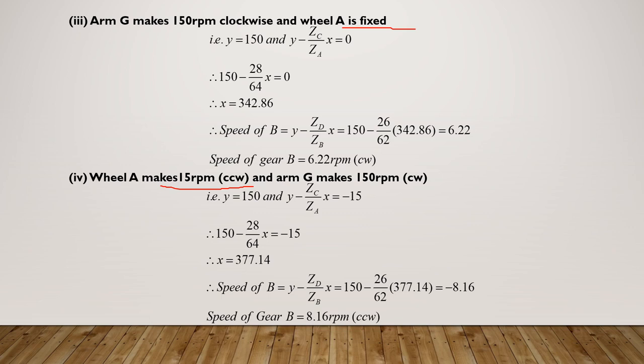Then consider the equation of gear B, substitute all the given values. Same as how you did in the previous case, you will get the answer minus 8.16. Since you got a minus sign, the answer has to be written as 8.16 rpm counterclockwise. Okay, since you got a negative sign. So this is how the problem is solved.